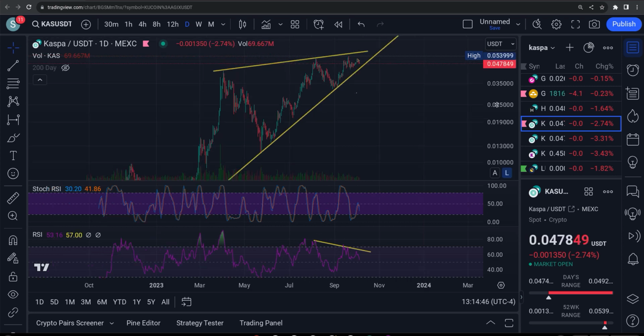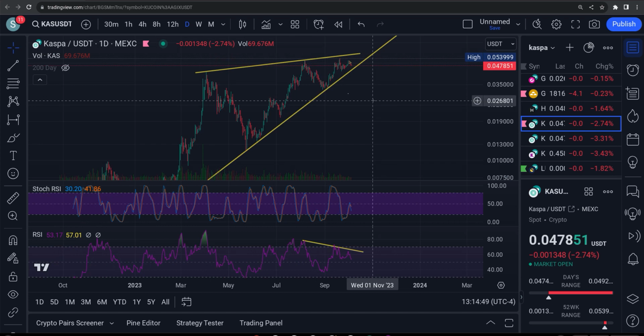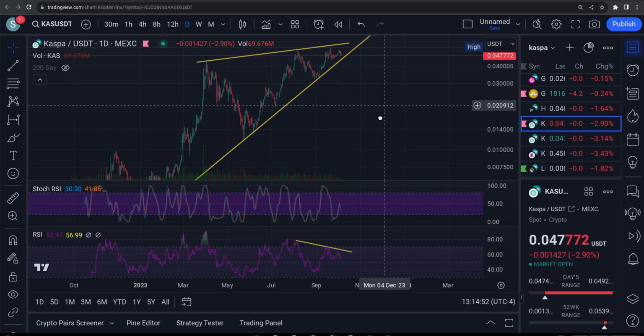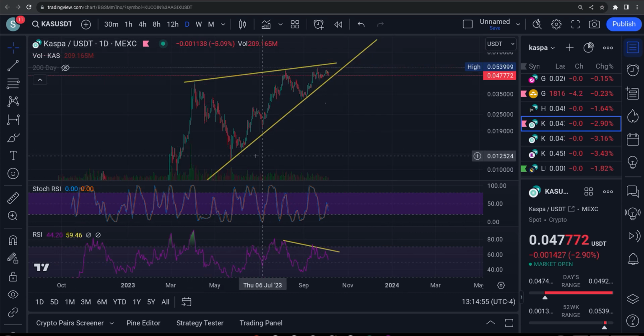Now, where could we pull back to? That's the tricky part here, right? If we pull back to a 618, there's a couple places we can take this from. But the measured move, if you take a measurement of this wedge, and then we'll take a look at a fib, even if we take it in the middle here.